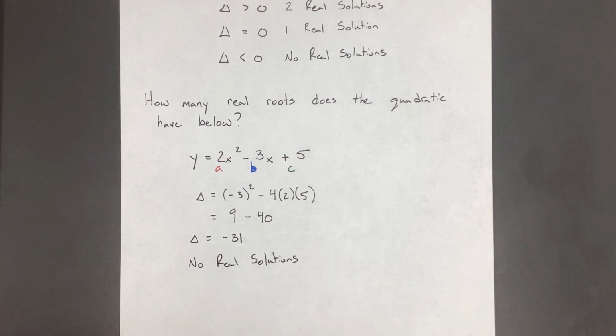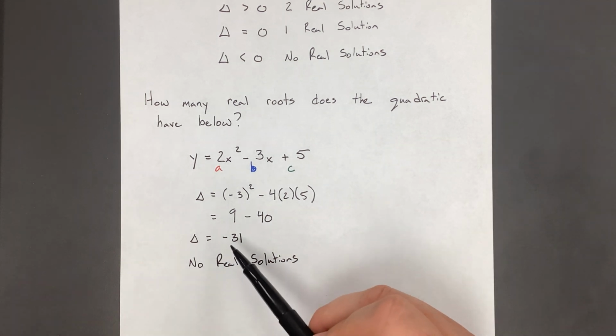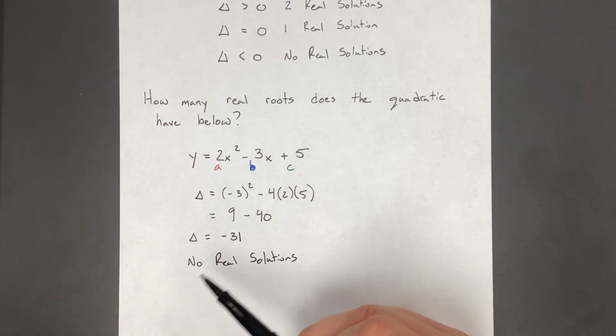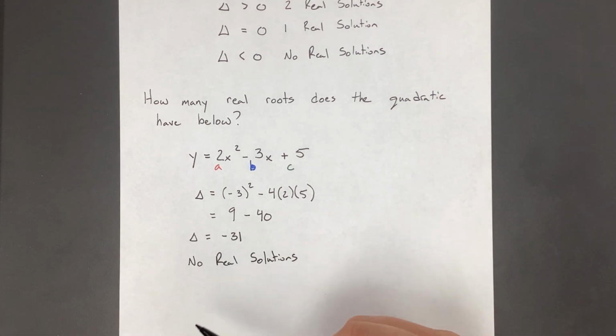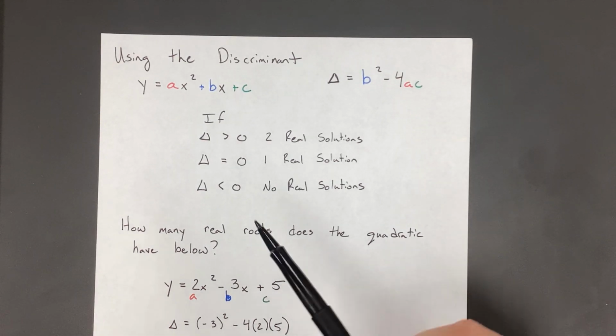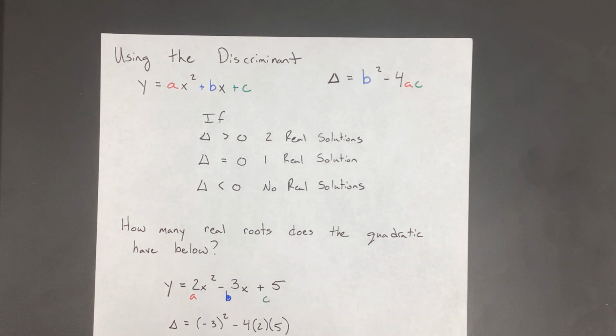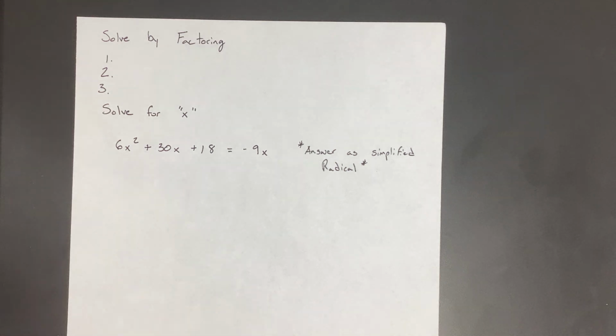Okay? So if that answer ended up being a positive value greater than 0, we would have 2. If that value was equal to 0, we would have one real solution. So that's the beginning of our quadratics. We can also use our discriminant. If our discriminant ends up being a perfect square equal to 1, 4, 9, 16, 25, etc., then we know that a function is factorable, or that quadratic is factorable, which is going to lead us into our next part, which is solve by factoring.